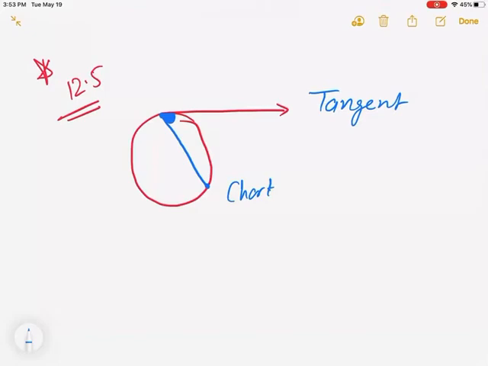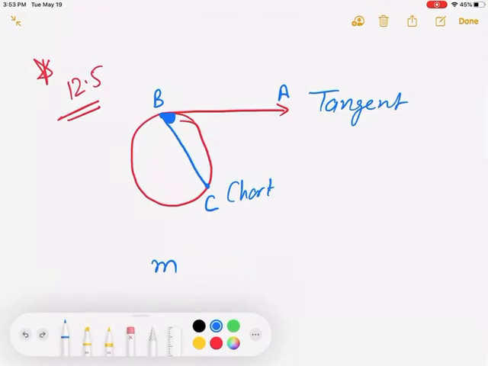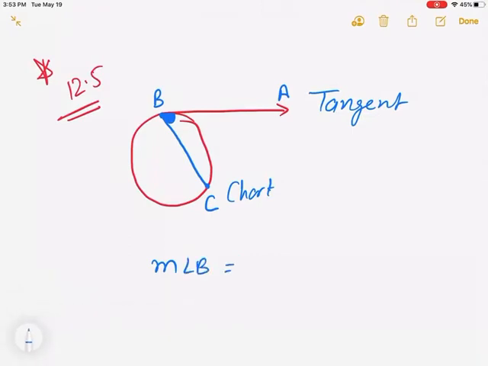So basically, if I label this angle, let's just say this is A, this is B, and this is C. If I ask you to find the measure of angle ABC, or just angle B, that would be equal to half of its intercepted arc, which goes from B to C. So half of this arc. I repeat, it's just like another type of inscribed angle.